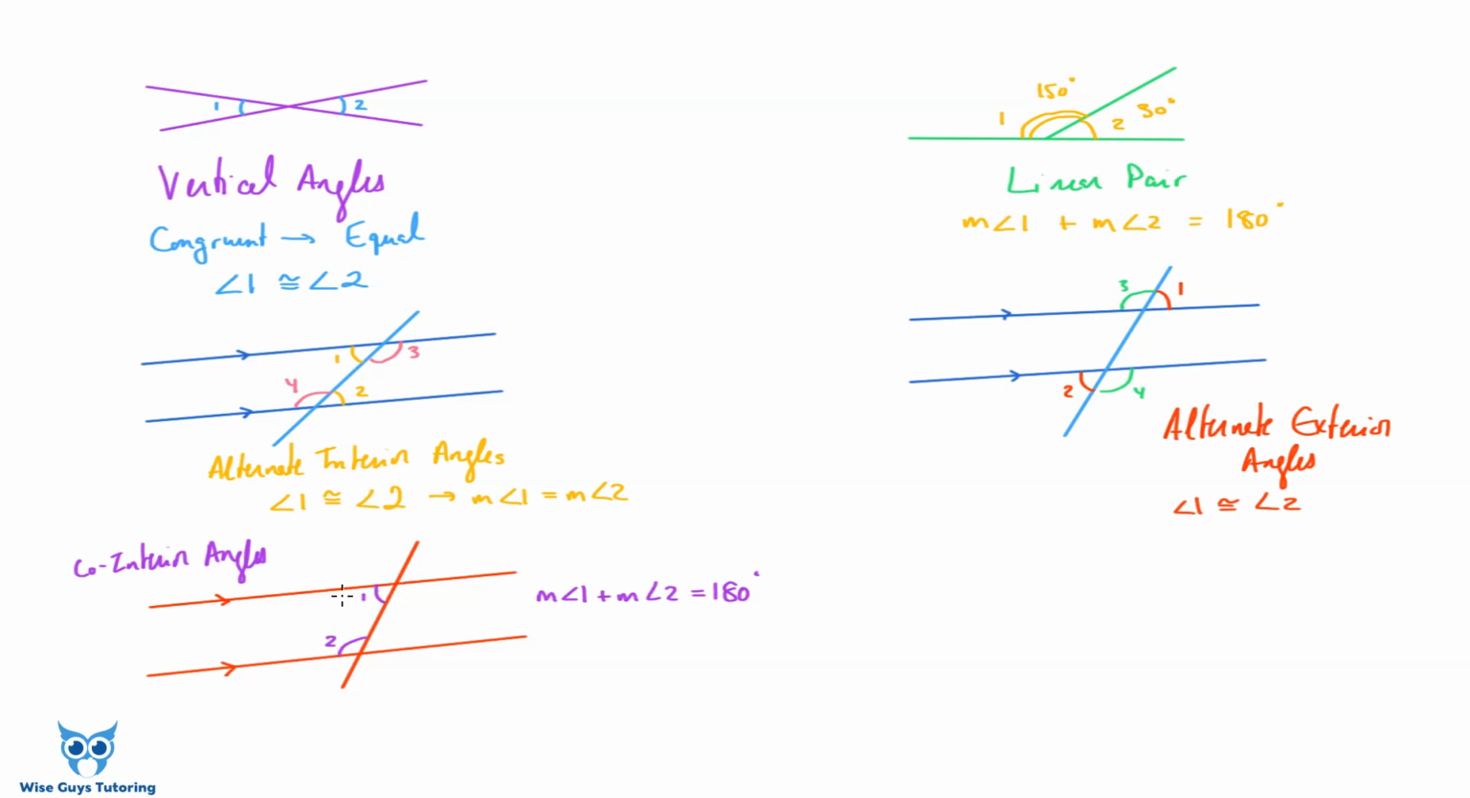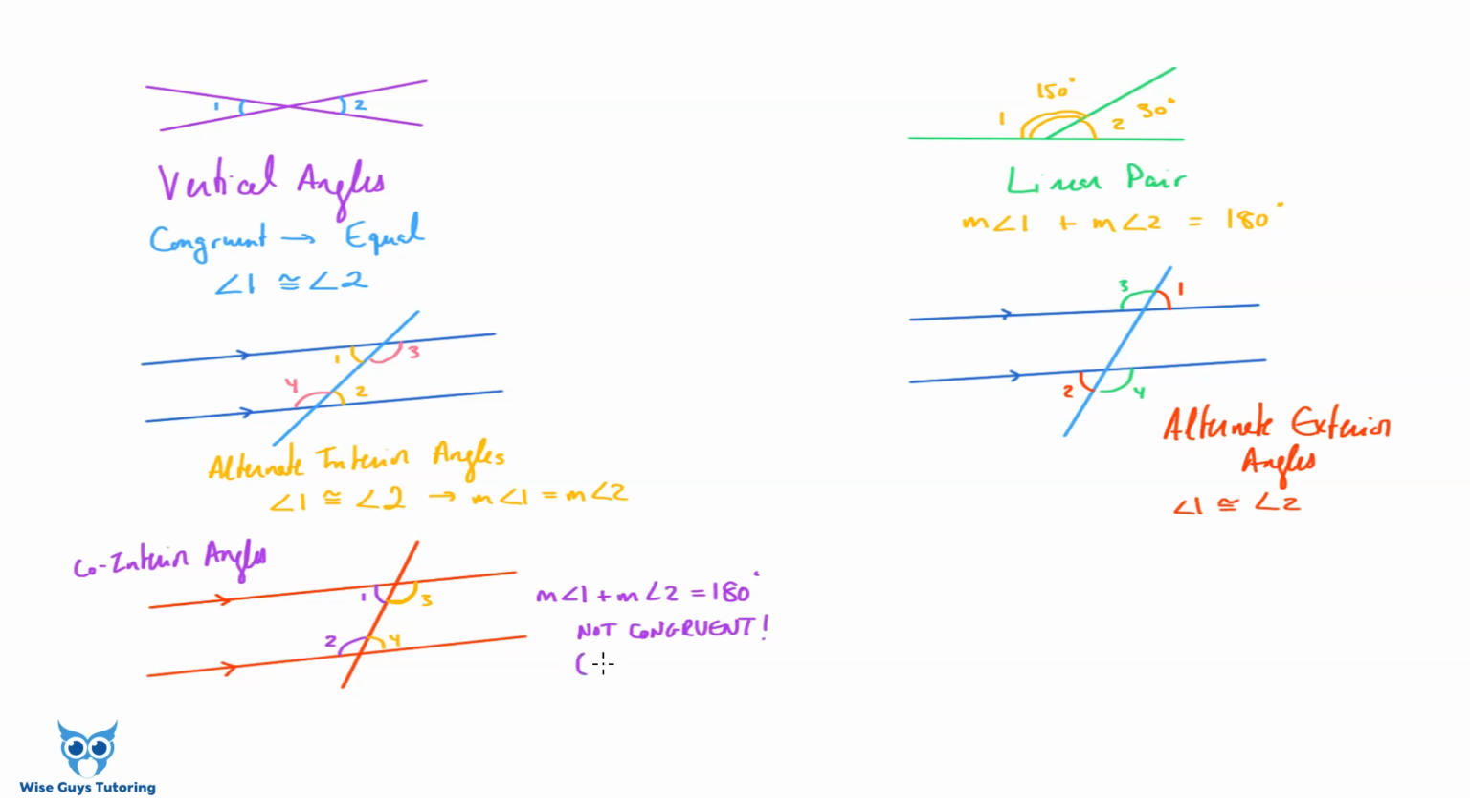Another pair of co-interior angles would be this one and this one. Again, I can name them 3 and 4 if you like. But that means these two are also equal to 180 when I add them up. They are not congruent, okay? Maybe I should write that down. So co-interior angles are not congruent in parallel lines.